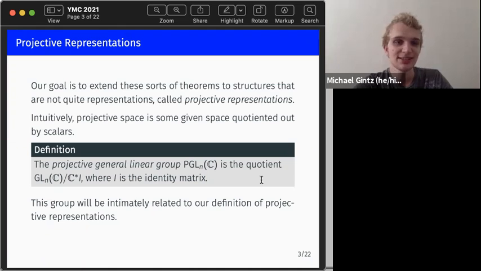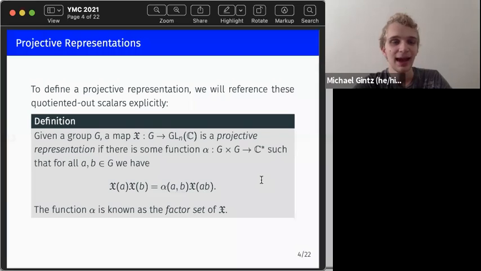Intuitively, when we say projective or projective space, we're thinking about some space that has some notion of identity and some notion of scalar multiplication, and we wish to quotient out by these scalars. For example, the projective general linear group is the quotient of the general linear group by the scalar multiples of the identity. This group will be closely related to our definition of projective representations, though we won't actually see it, because we reference these quotiented-out scalars explicitly.